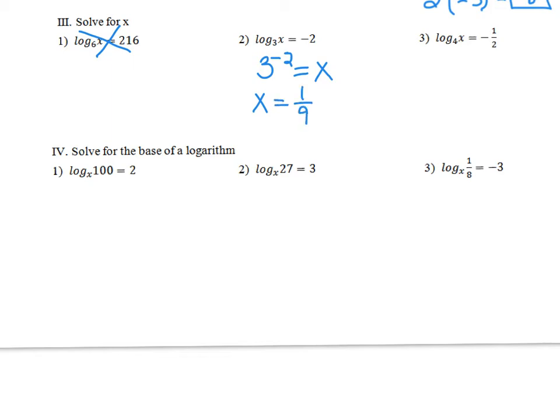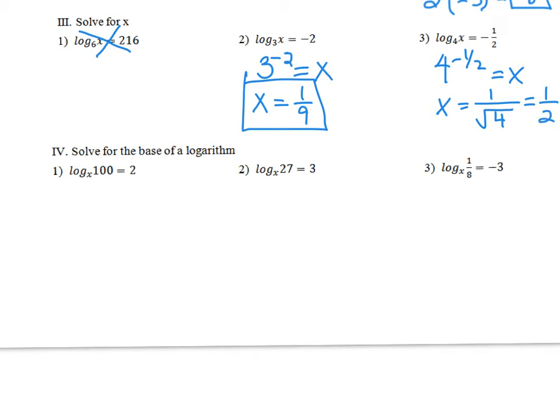We should know that from our sprints. For the next one, 4 to the negative 1/2 is equal to x. So therefore I know that x has to be equal to 1 over the square root of 4. Remember, we say 1 over because I've got a negative exponent. Square root of 4 because my exponent is a fraction. So this answer for x turns out to be 1/2.